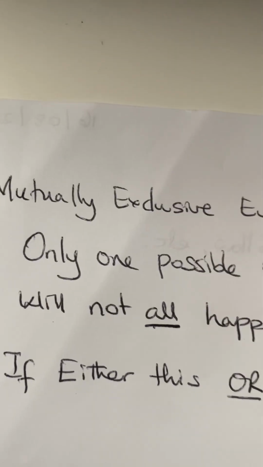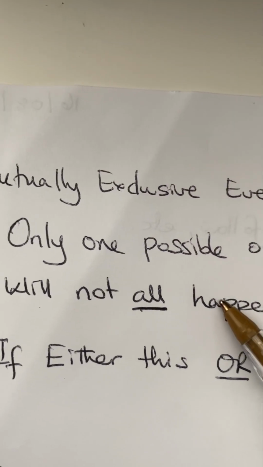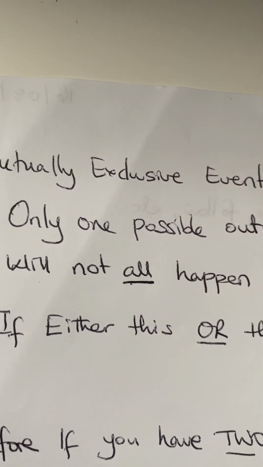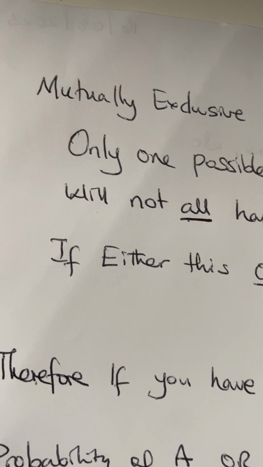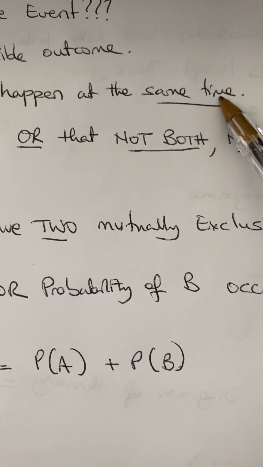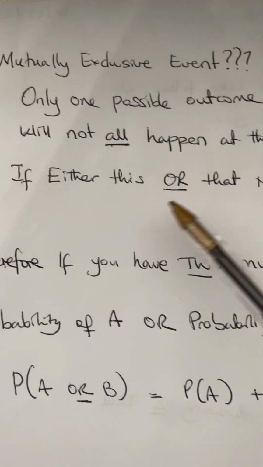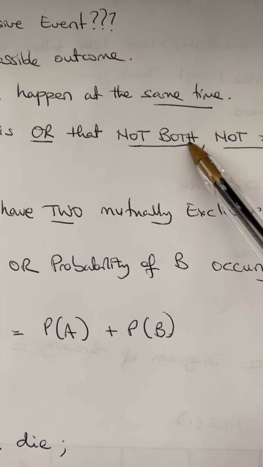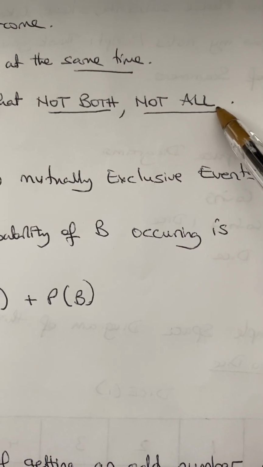So that is our table. Okay, and then we spoke about mutually exclusive events. So there's only one possible outcome. I explained yesterday, it will not all happen at the same time. It's either this or that, not both, not all.